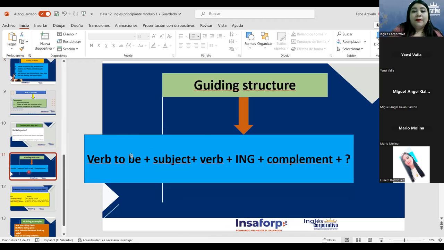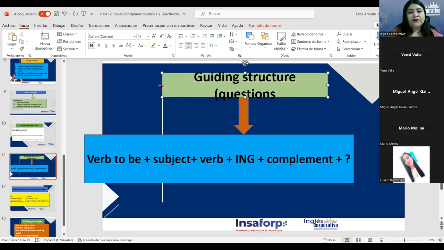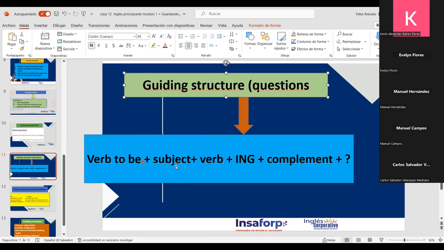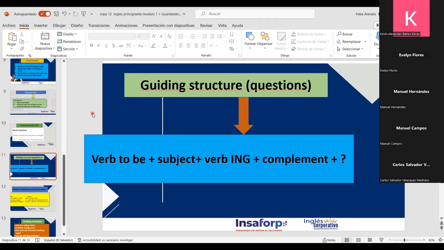That's how it works. Now, present progressive questions, all right? Aquí lleva con questions. Let me check. Yes, questions. Questions structure. And we have Evelyn. Can you read the structure, please? Verb to be, plus subject, plus verb ing, plus complement, plus question mark. Yes, thank you. Indeed. So let's copy this structure on your notebooks, please.